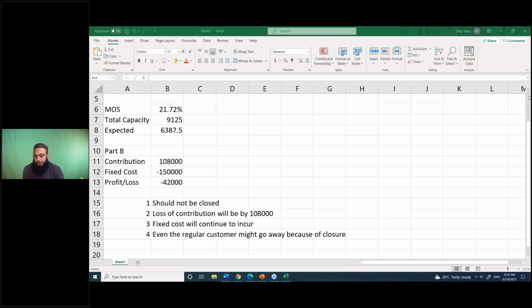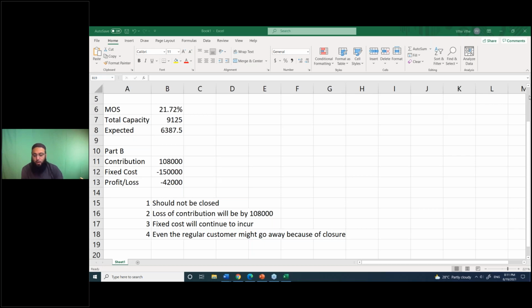Muhammad Umar, that's so simple, man. In form of a sentence, you can write in form of paragraph that the Elka hotel should not be closed because the company will incur a loss of contribution on the basis of closure. Full stop. Then you can write that the fixed cost will not be saved. Fixed cost is not avoidable, so you have to pay the fixed cost in any case, right?